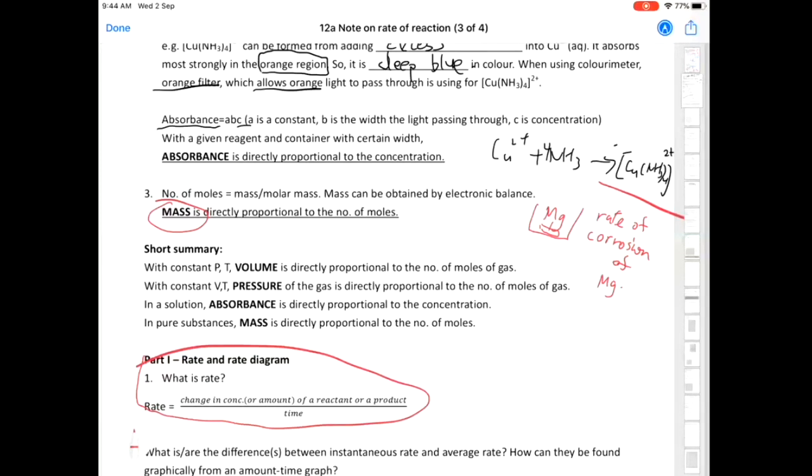measure to reflect the amount of a substance. That is namely the volume and pressure, and they are applicable for gases only. It is because the relationship is derived from the ideal gas law. So therefore, these two parameters you can measure for a gas, but not for a solid or a liquid reactant or product.